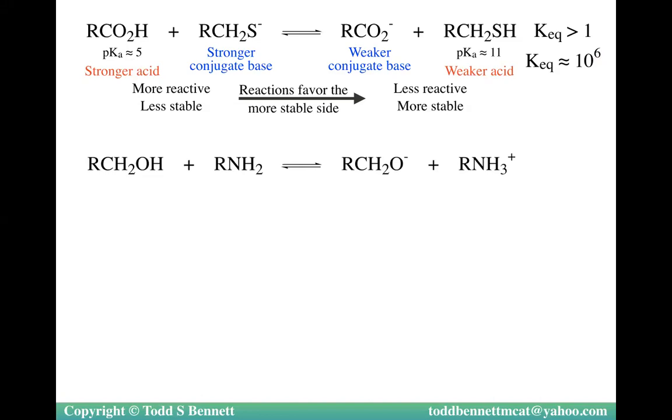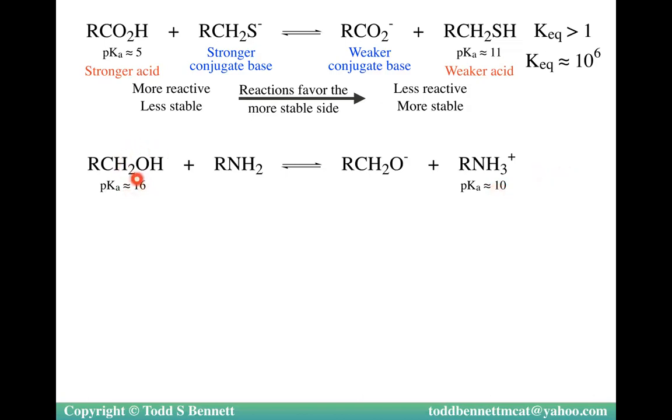So this one we're going to do a little bit faster. This is an alcohol. I know this is 15-ish. This is a protonated amine. This is 10-ish, a little less than 10, so maybe around 9. This might be a little higher than 15, but we'll say 15 ballpark, 16 ballpark. This one is 9 to 10, so I'll say 10 just for simplicity. 10 minus 16 is minus 6. 10 to the minus 6 means unfavorable.